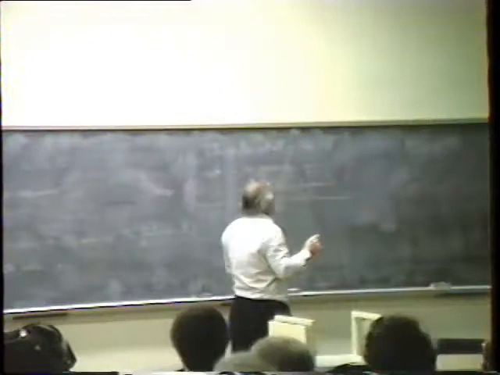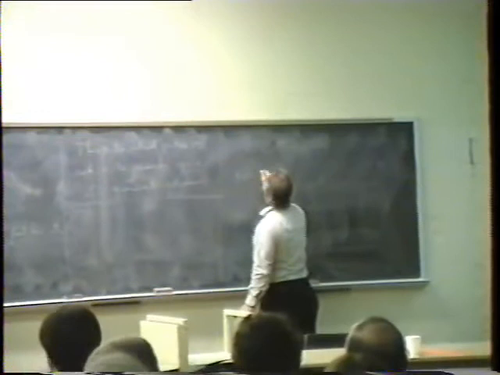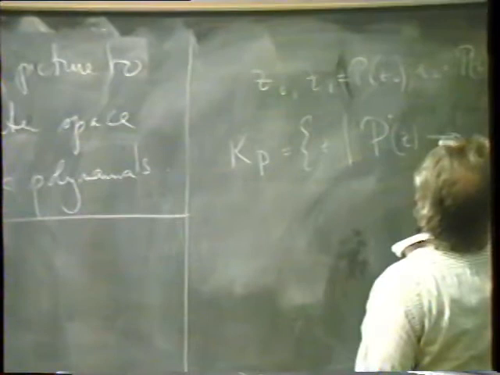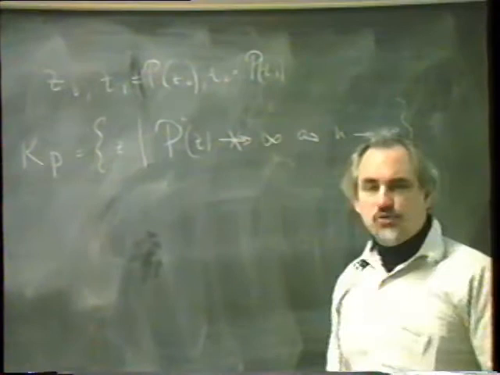So it's very natural to concentrate on the set K_P, the set of z such that if you iterate the polynomial, you do not tend to infinity. This will be some compact subset of the plane, of which I have a couple of examples here. Here's an example of an especially nice set K_P.